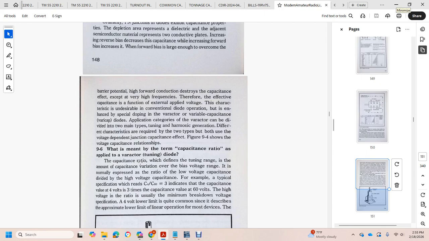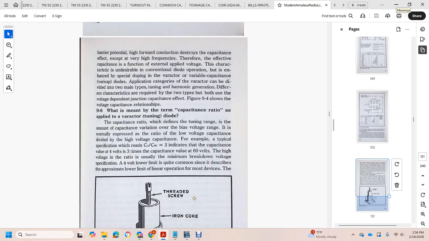For example, a typical specification reads capacity ratio of 3 at 4 volts to 60 volts, which indicates the capacity at 4 volts is 3 times the value at 60 volts. The higher voltage is usually the minimum breakdown voltage specification, and 4 volts is the lower limit. This is quite common and describes the approximate lower limit of linear operation on most devices.